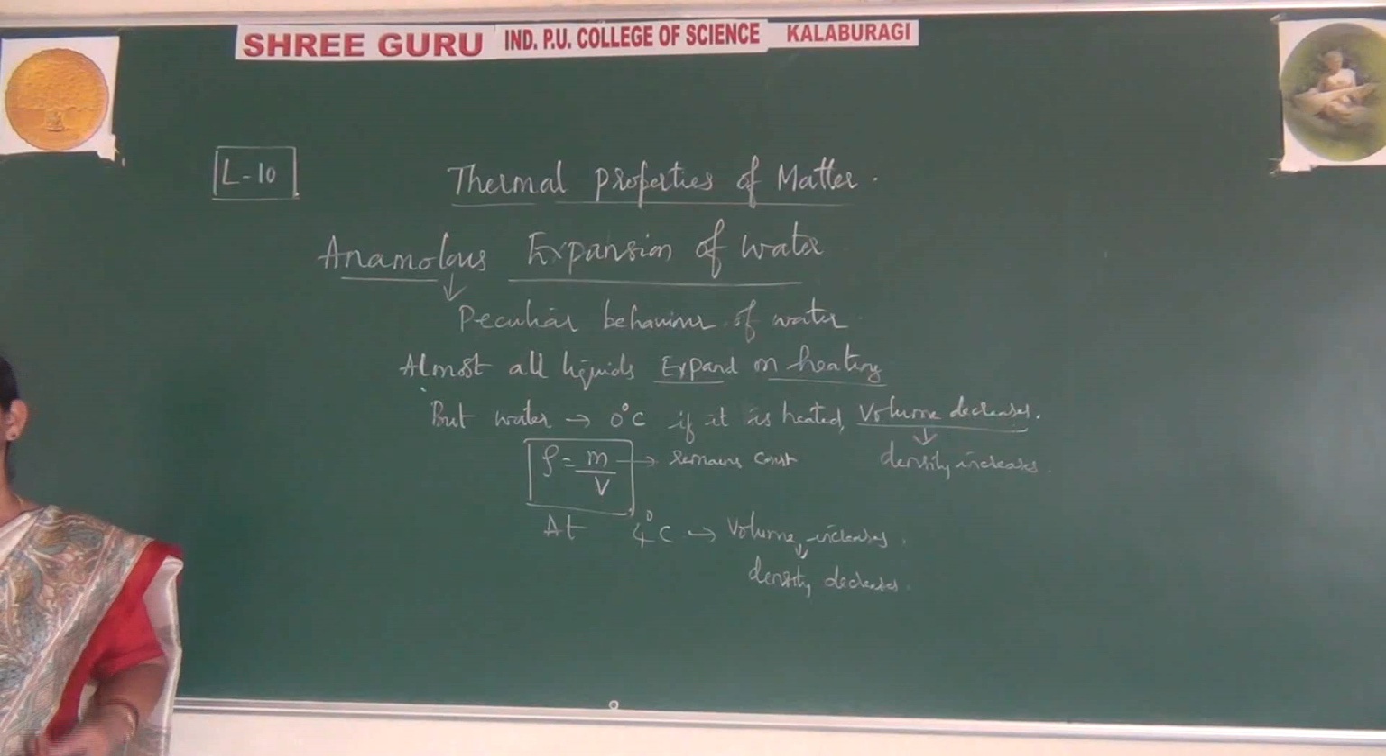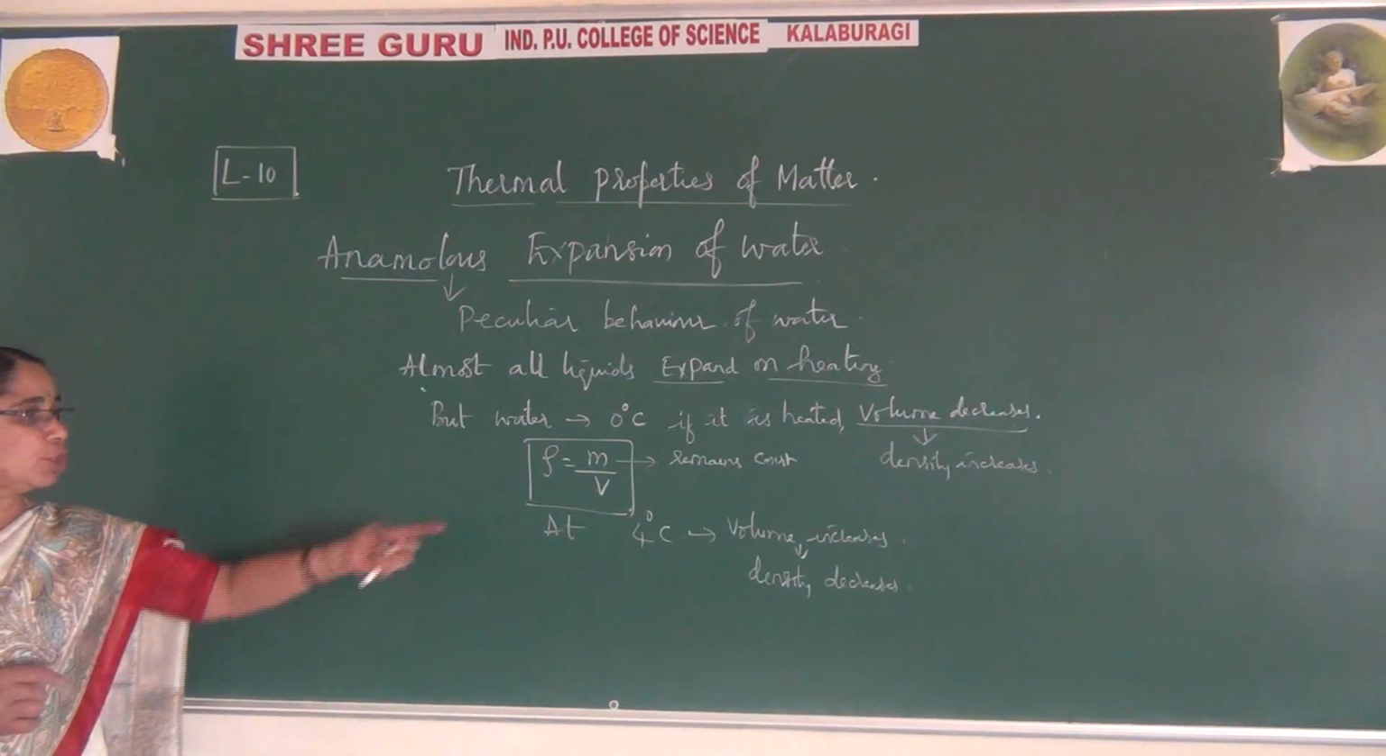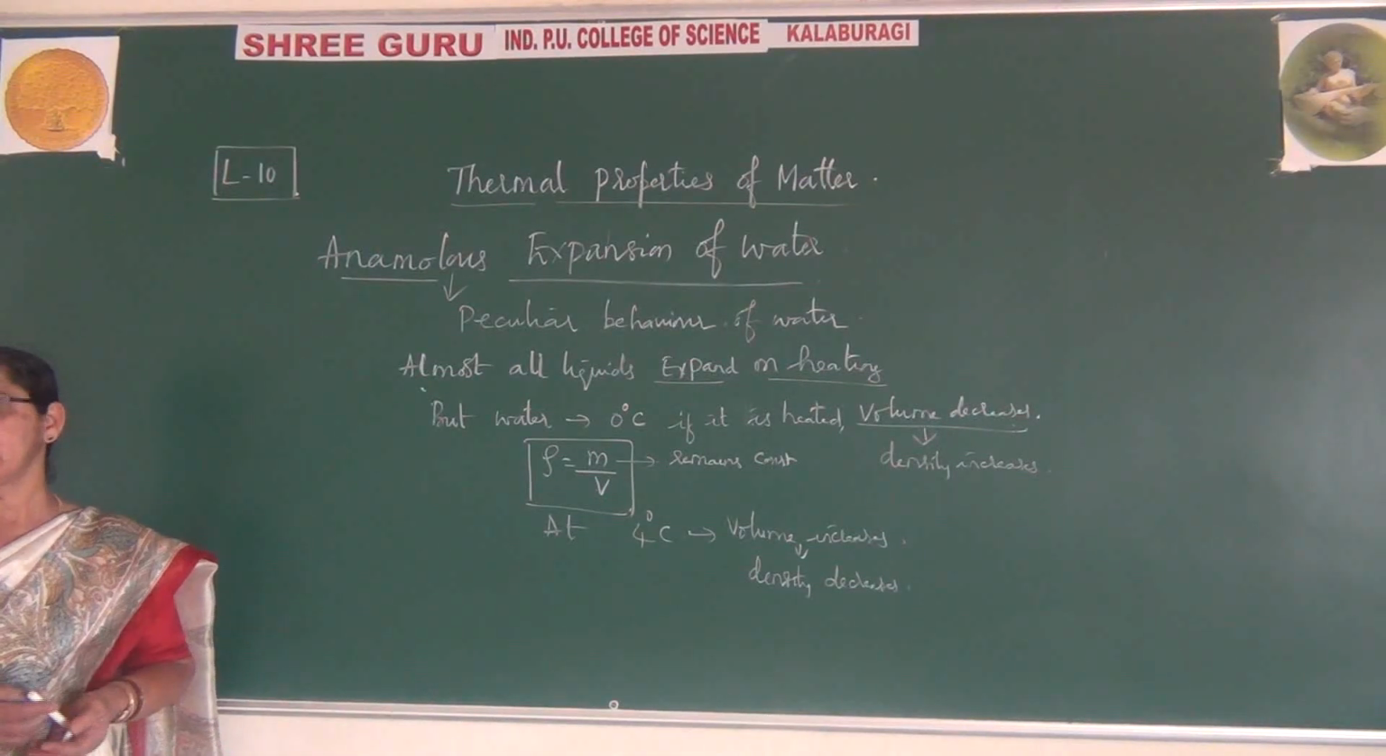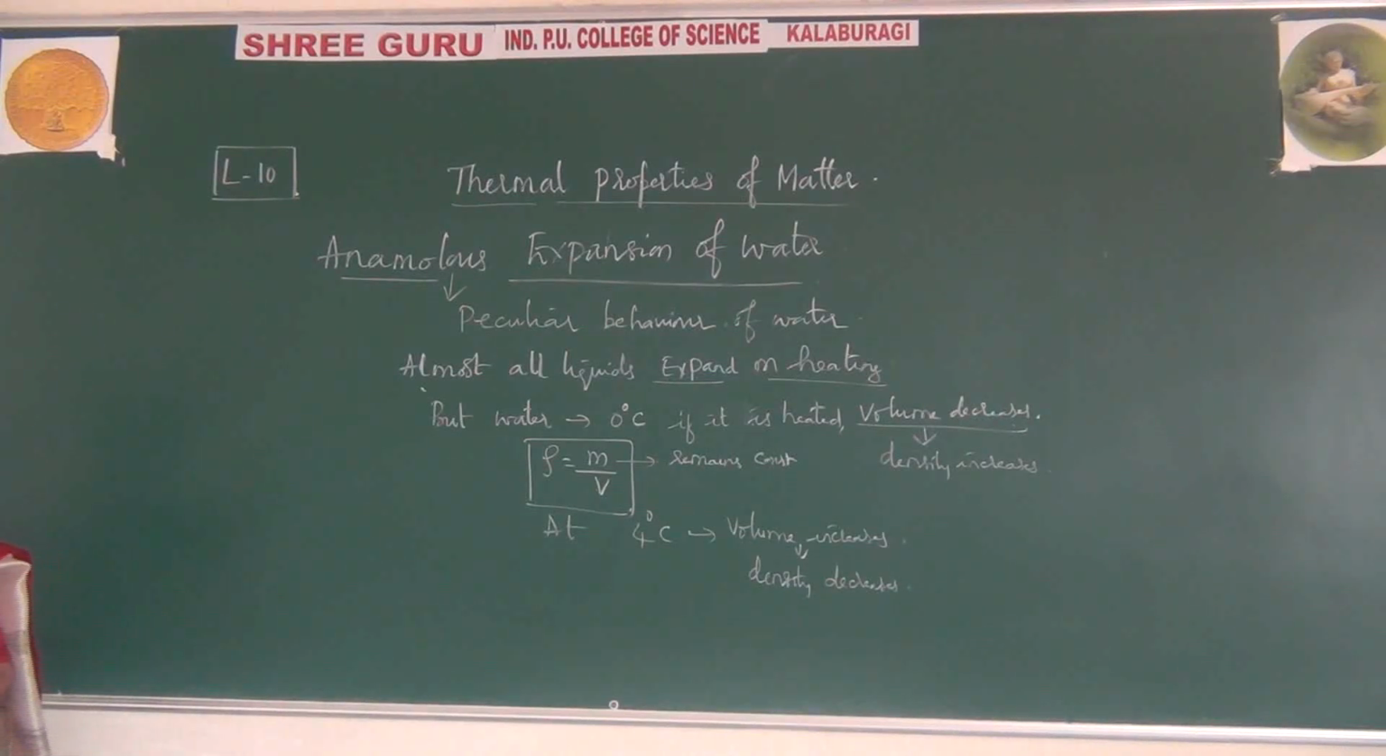Now let me draw figures based on this to show the volume and density. I take an example of water, 1 kg of water, and I just heat it. When I heat it, naturally temperature increases. So when temperature increases from 0 to 100 degrees centigrade, how the behavior of this water can be explained using a graph. Let me explain how it varies.